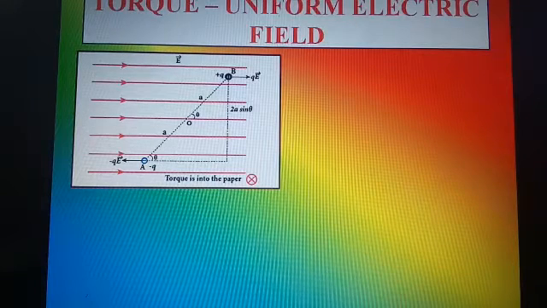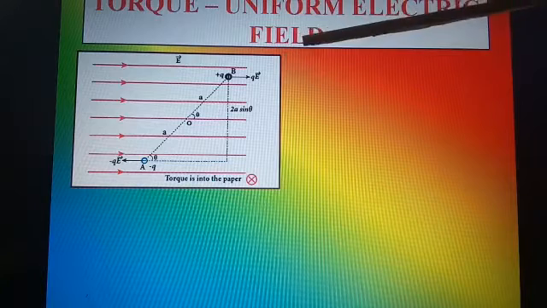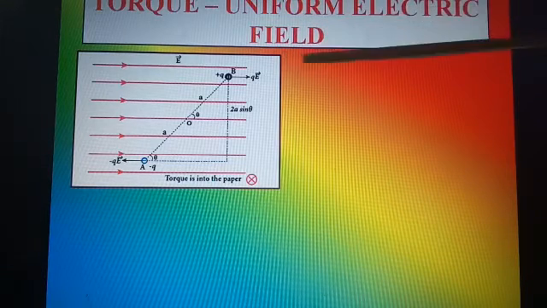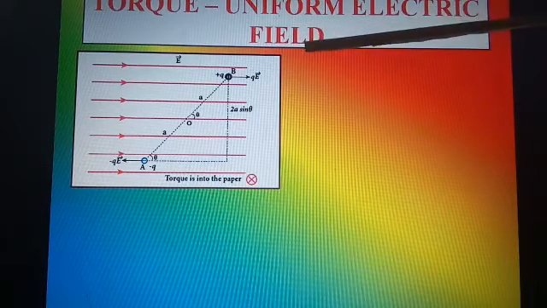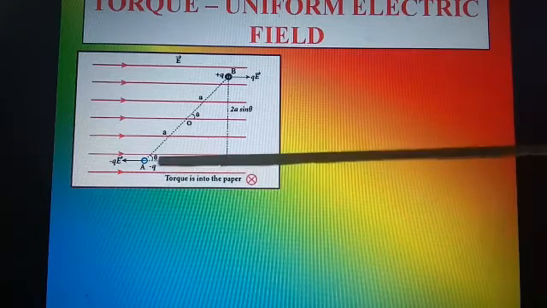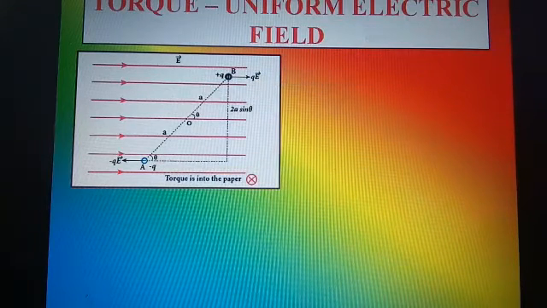The charge plus q will experience a force qE vector in the direction of the field. Charge minus q will experience a force minus qE vector in the direction opposite to the field. So the total force acting on the dipole is 0. These two forces acting at different points constitute a couple, and the dipole experiences a torque.